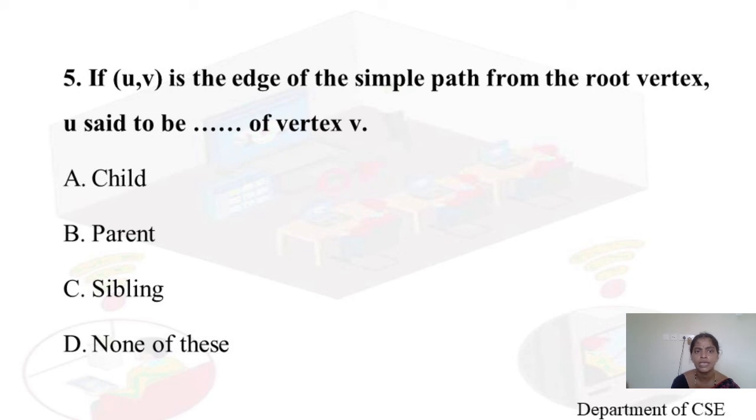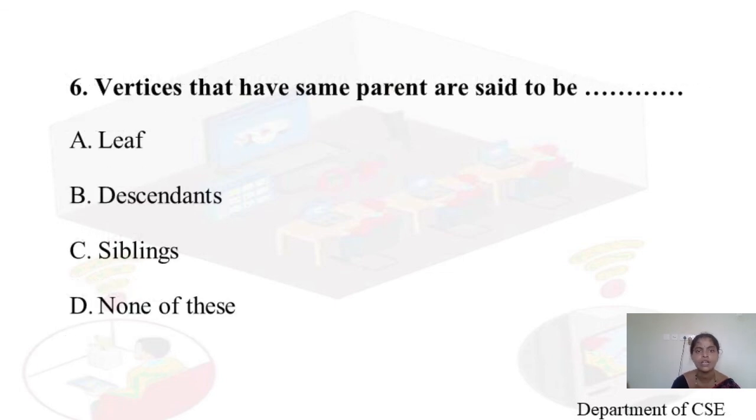Then, if UV is the edge of a simple path from the root vertex, then U is said to be the dash of vertex V. Is it parent, child, sibling, or none of these? U is said to be the parent of vertex V. Vertices that have the same parent are said to be a leaf, descendants, siblings, or none of these? It is siblings.